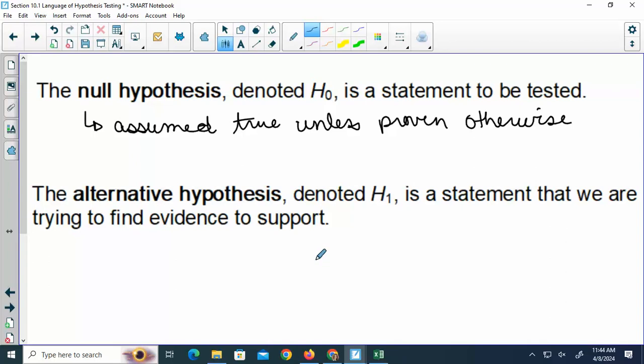So we're always going to start at basically, assume this is the case. Can I prove it's not? The alternative is the thing that we are looking for our evidence to support.